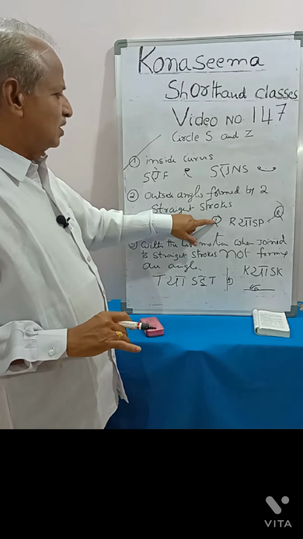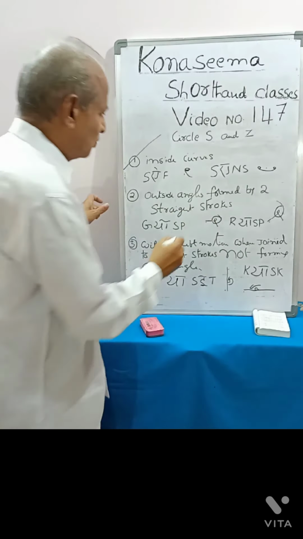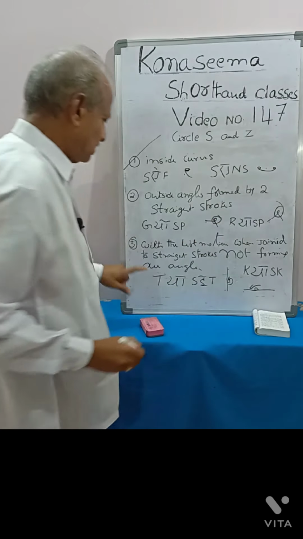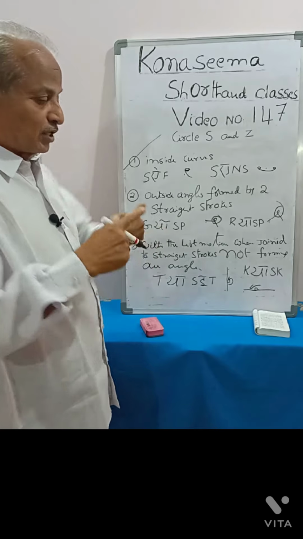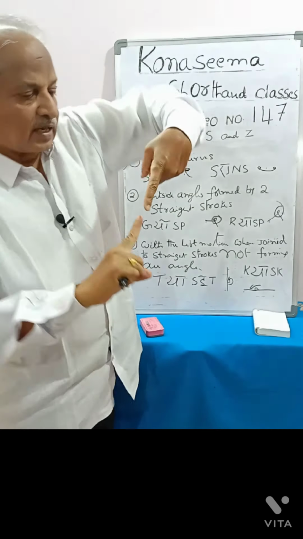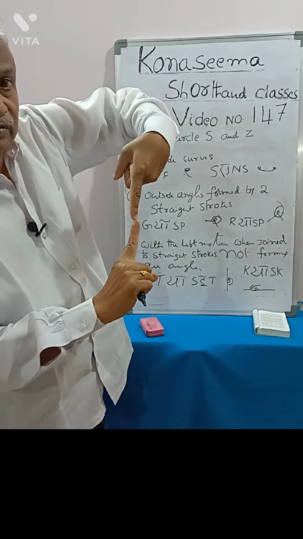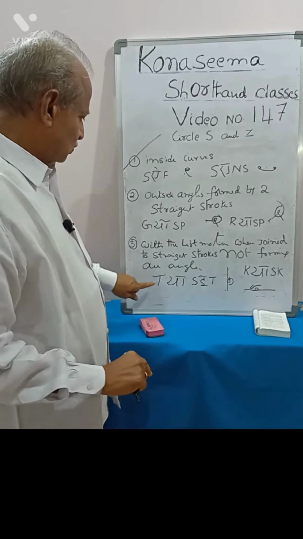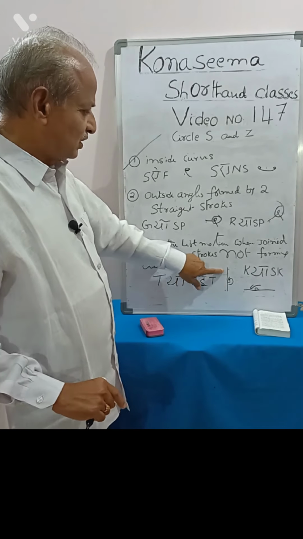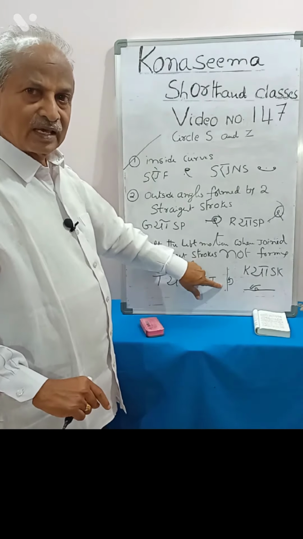Third one is with the left motion when joined to straight strokes not forming an angle. Here an angle is being formed. That's why we are writing like this. But here two straight strokes are not forming an angle. Then we have to write with the left motion only. You see, tacit, T, T. There is no angle coming.